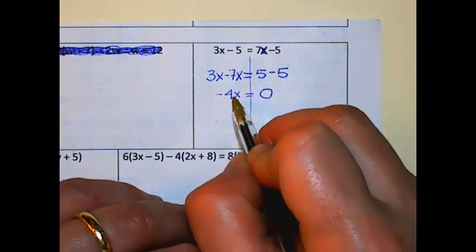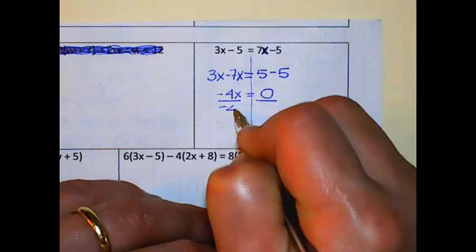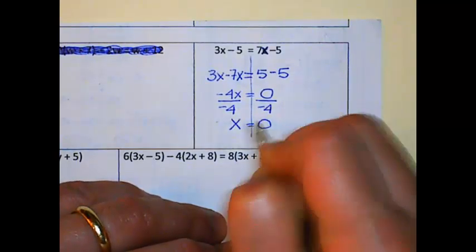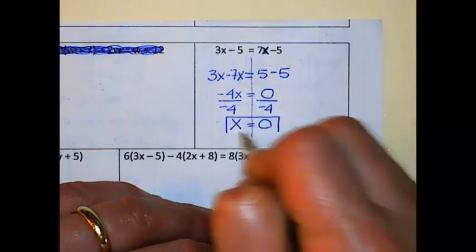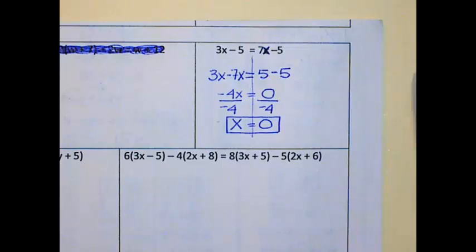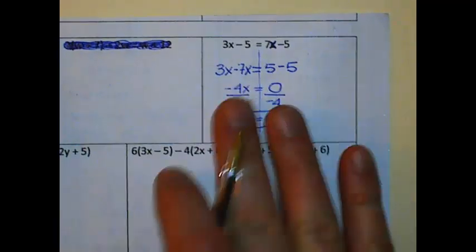Now, if you notice, I still have an x. So how do I get the x alone? I'll divide both sides by negative 4. And x equals 0. So that's my answer for this problem. Alright, let's go to the next problem.